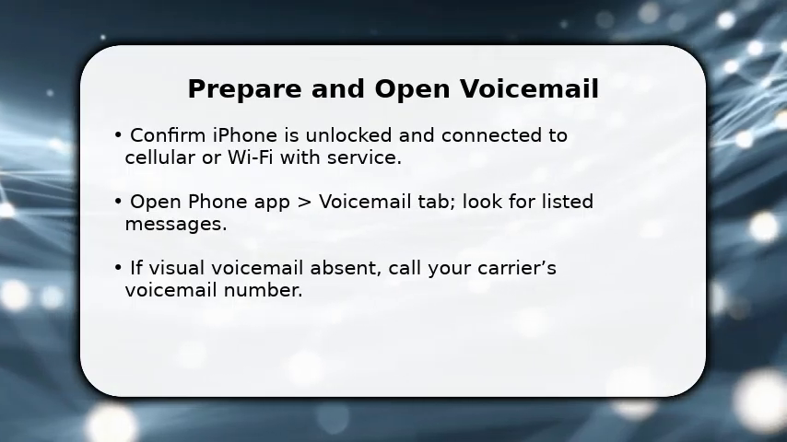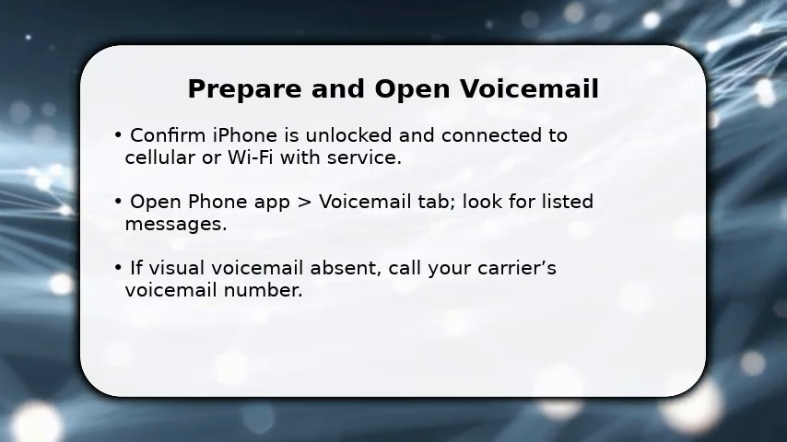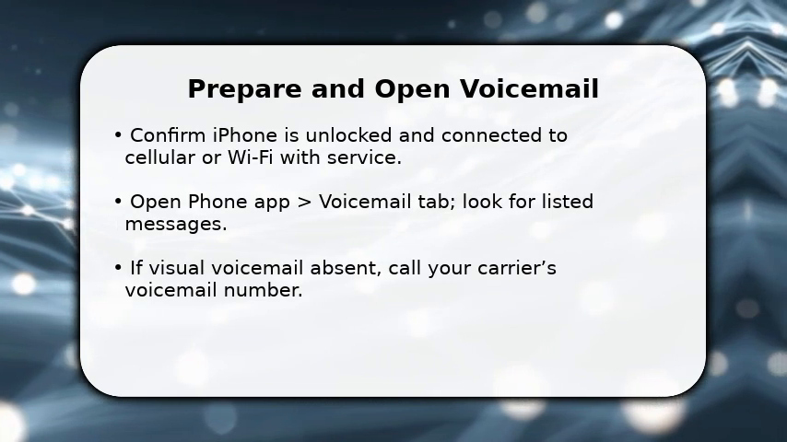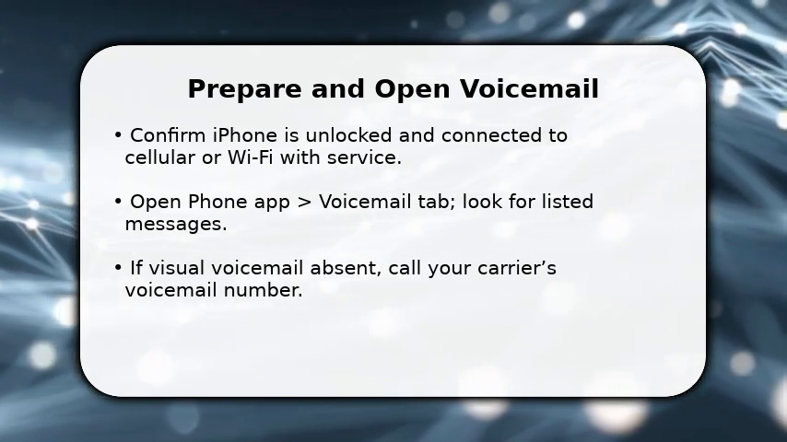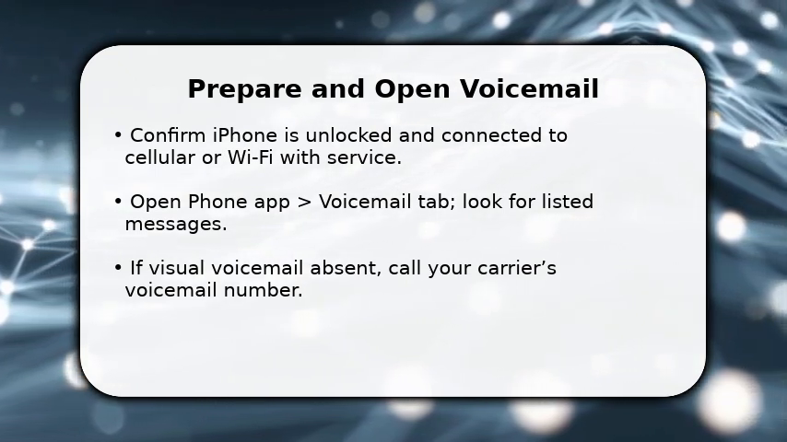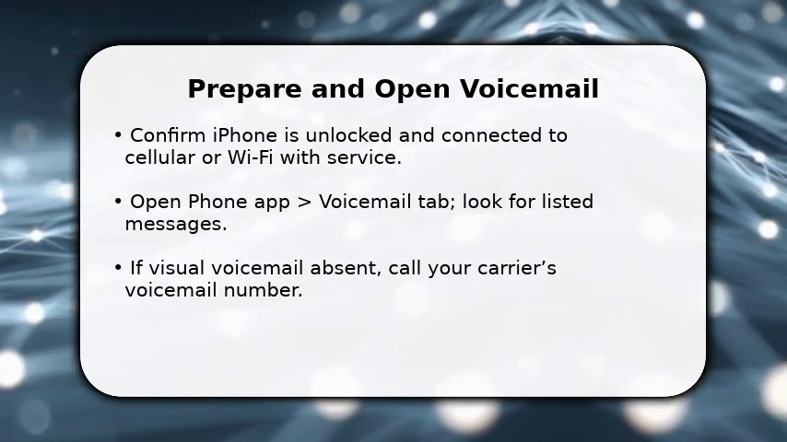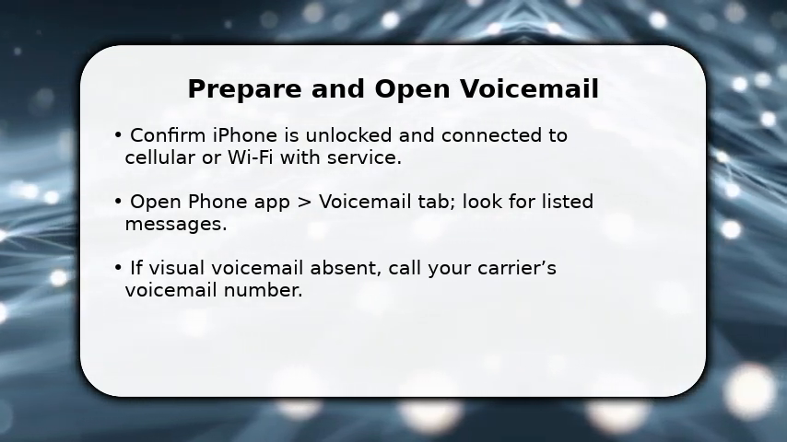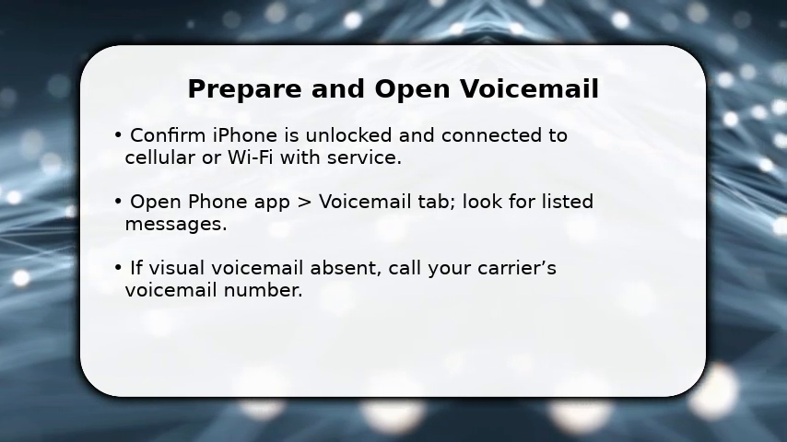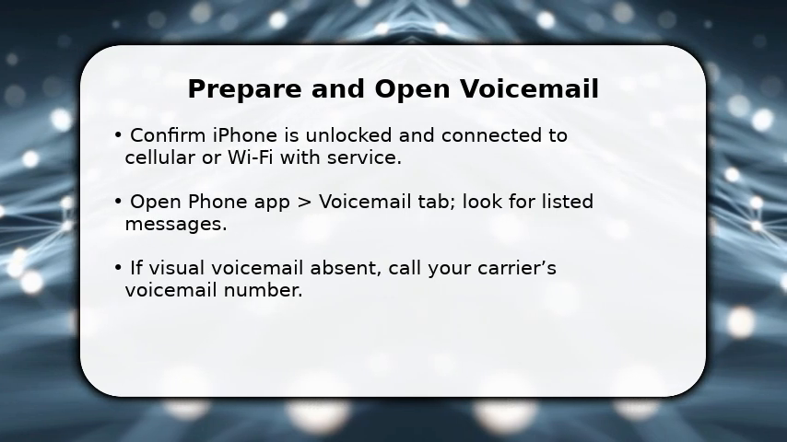You start by making sure your iPhone is unlocked and has service, because voicemail needs network access. Open the phone app and tap the voicemail tab to see visual voicemail. If you don't see messages, dial your carrier's voicemail number to access audio voicemail. That's the fallback. Once you can access voicemail, you're ready to delete messages or change settings. This step ensures you actually reach the messages you want to remove.